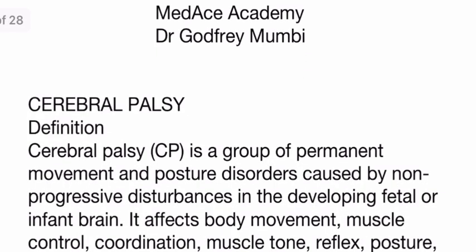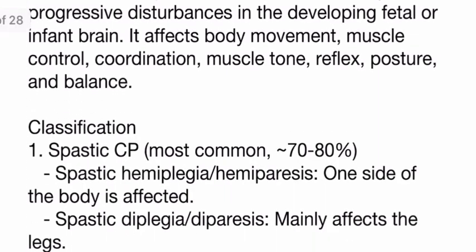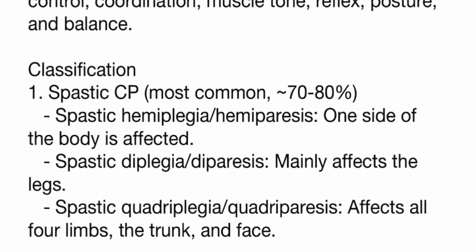CP is a group of permanent movement and posture disorders, number one. Number two, they are caused by non-progressive disturbances. Number three, and these disturbances happen to the brain in the developing stage or development stage. Okay, those three crucial parts. And it will affect movement, muscle control, coordination, muscle tone, reflexes, posture, and balance.